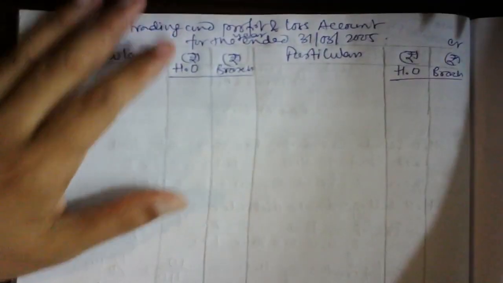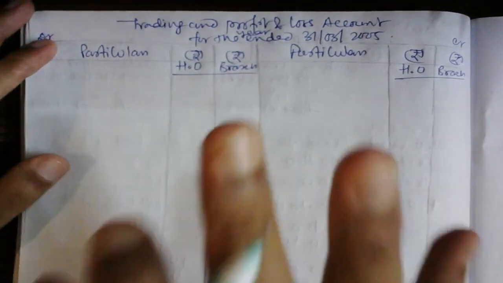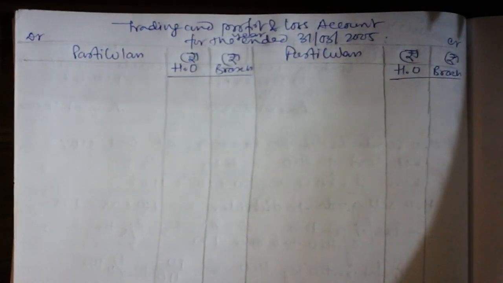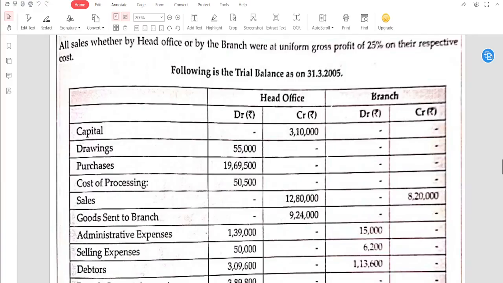The first thing is that with respect to the trading P&L, we have already calculated the gross profit here. One by one I am putting the items here. देखो, the first thing is that capital is there. Capital is 3,10,000, but it's only for the HO. As we are doing the combined things, we can plot here. क्या क्या है, कैपिटल और ड्राइंग्स भी है, तो दोनों पहले प्लॉट कर लेते, ठीक है?